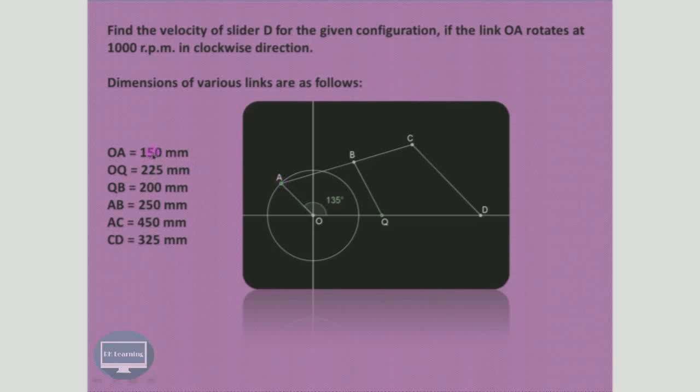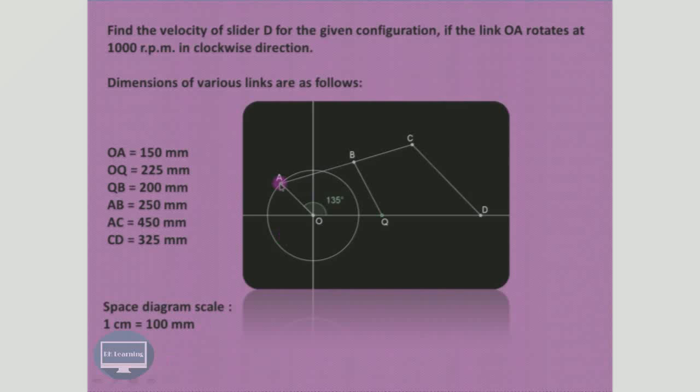For example, OA is 150 mm, OQ is 225 mm, QB is 200 mm, then AB is 250 mm, AC length is 450 mm, and CD is equal to 325 mm. So we can choose some suitable scale for the space diagram. Suppose we choose the scale of 1 cm is equal to 100 mm, and the crank is rotating in clockwise direction at 1000 rpm, and we have to find out the velocity of the slider D. But we'll find out not only the velocity of the slider D, which is sliding in this horizontal path, but we'll find out the velocities of all the other links and their corresponding angular velocities also.